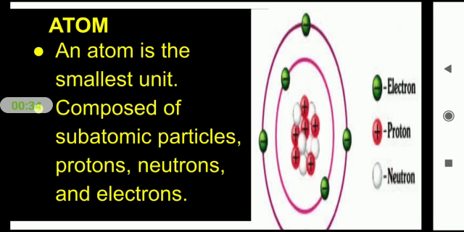Matter is made up of atoms. An atom is the smallest unit. Atoms are composed of three different types of subatomic particles. They are protons, neutrons, and electrons.